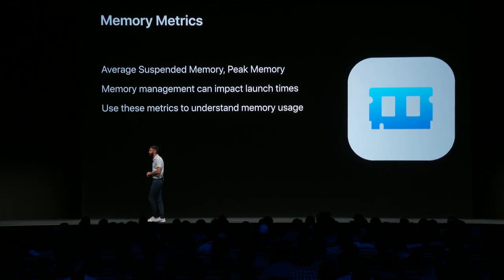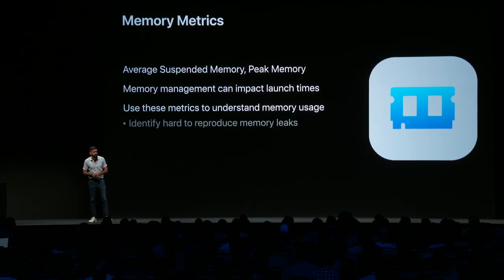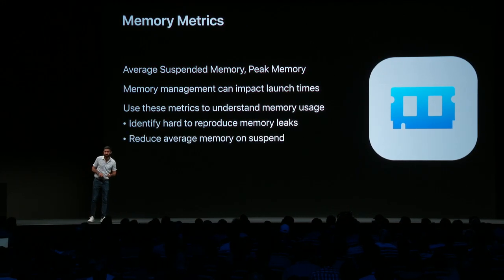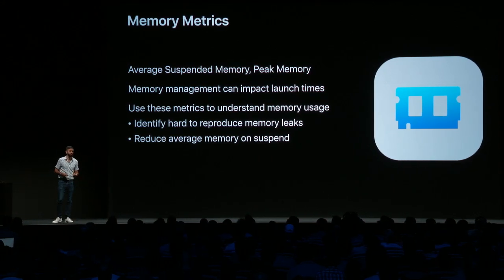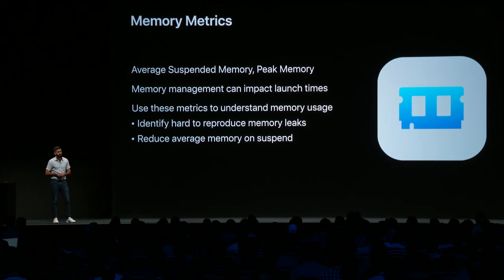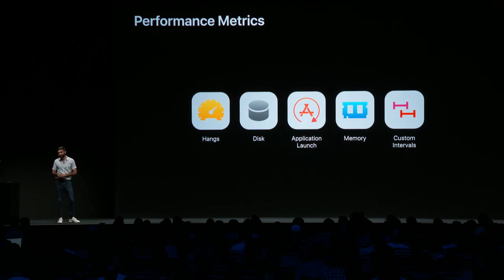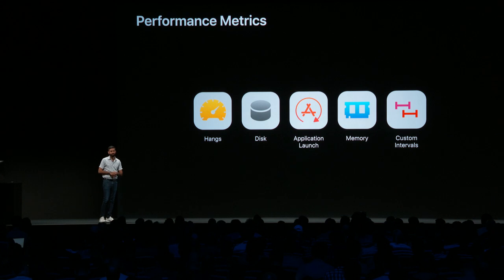If you have spikes of peak memory that are way higher than your expectation, this could be indicative of a problem, such as a hard-to-reproduce memory leak. If you focus on reducing your average memory on suspend, which you can quantify with these metrics, you'll also be able to reduce your launch times and your susceptibility to background termination. And so those are the performance metrics, or a subset of them. And we think these are going to be really key in helping you understand your performance both on and off device.